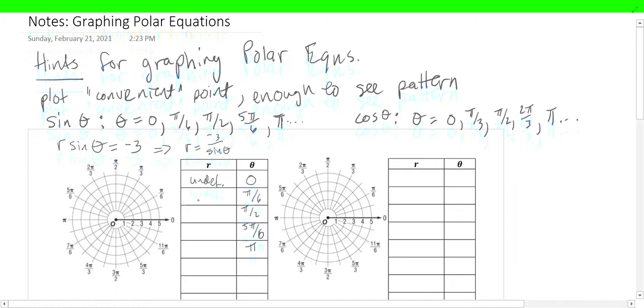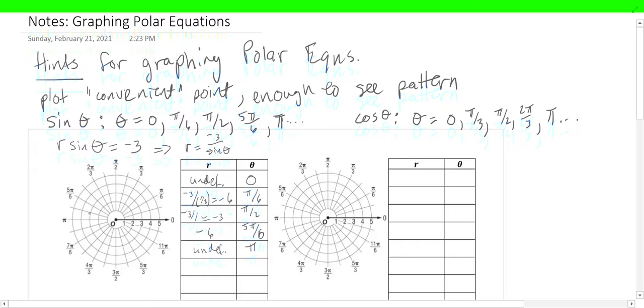Make it clear. You don't have to write out the whole word, but put enough letters there so I can tell that it's undefined. We put in pi over 6, then it's -3 divided by 1/2, which is equal to -6. How many halves are in 3 cups? 6. So it's -6. You put in pi over 2, it's -3 divided by 1, which is -3. And 5 pi over 6, it's still a positive half, so it's still -6. And then at pi, it's back to being undefined. You have division by 0. So when we go to graph this, that's enough points. You want a minimum of 3 points for something like this. This is a really simple one.